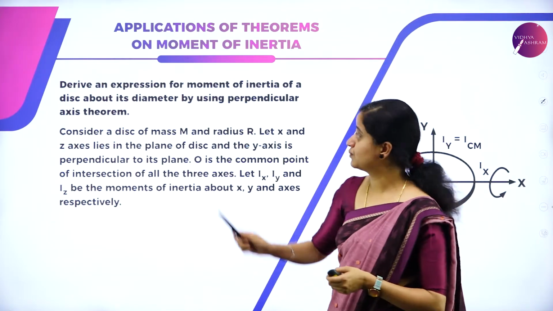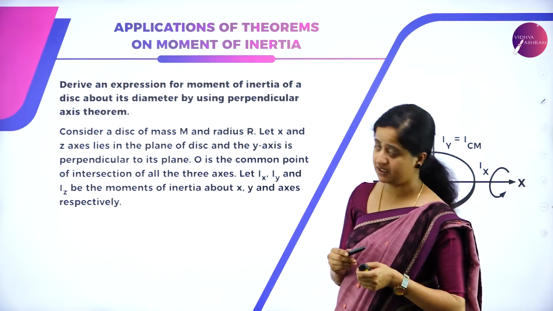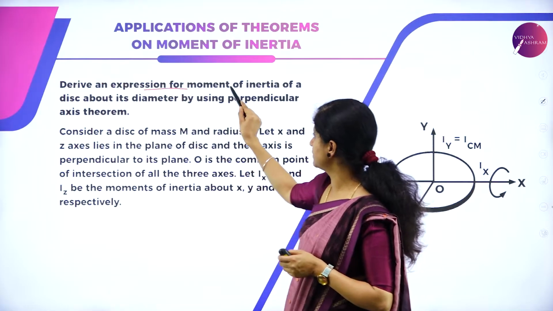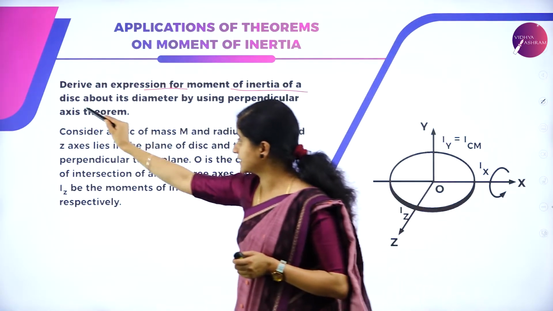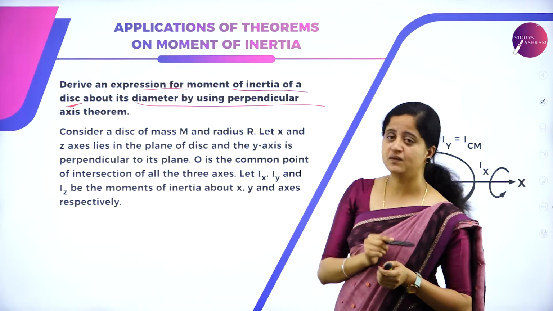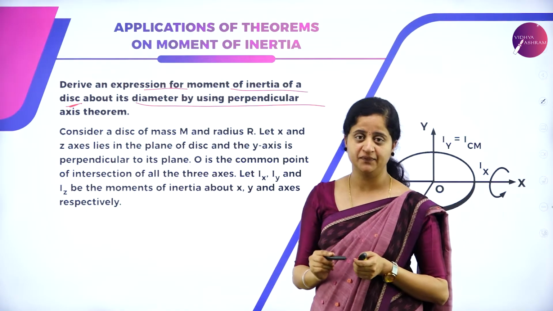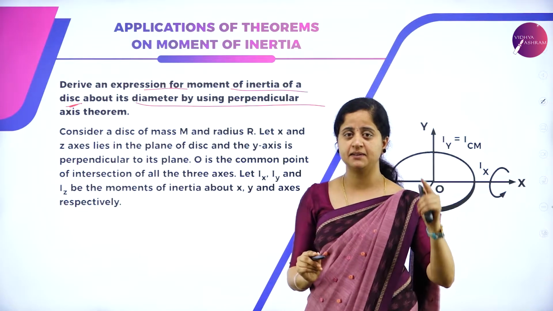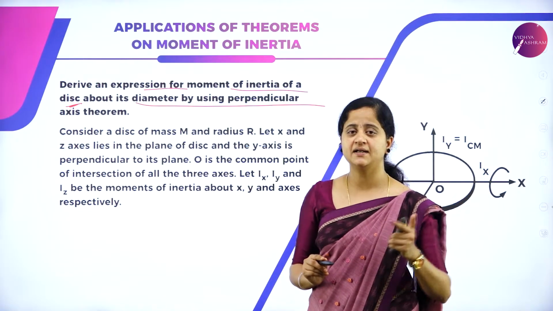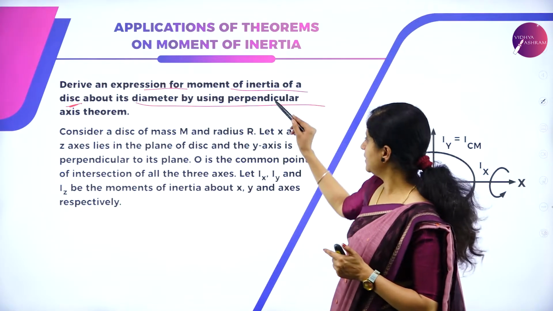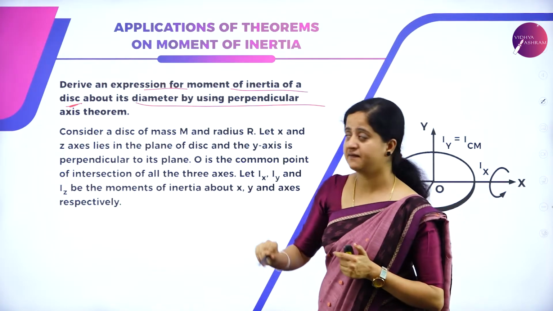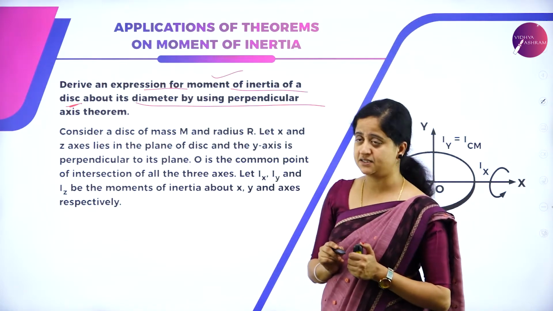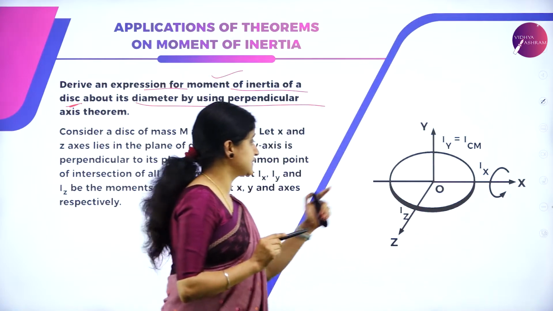Now let us analyze what are the applications of the moment of inertia. So now by using the theorems of moment of inertia, let us derive an expression for the moment of inertia of a disk about its diameter by using the perpendicular axis theorem. So far we have studied the theorems of moment of inertia, that is the parallel axis theorem and the perpendicular axis theorem. Just now we had a discussion about the perpendicular axis theorem. By using the perpendicular axis theorem, we need to derive an expression for the moment of inertia of a disk about its diameter. So consider this disk.